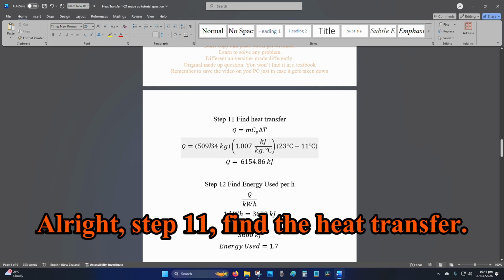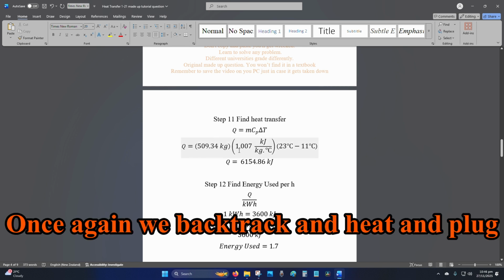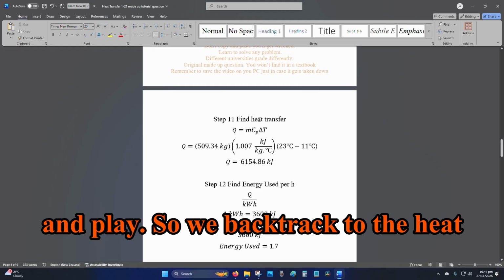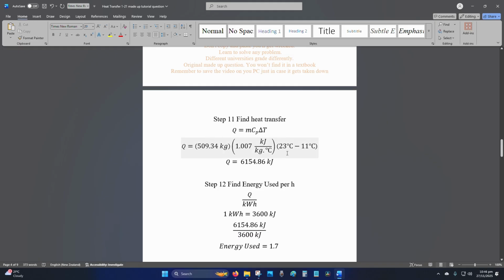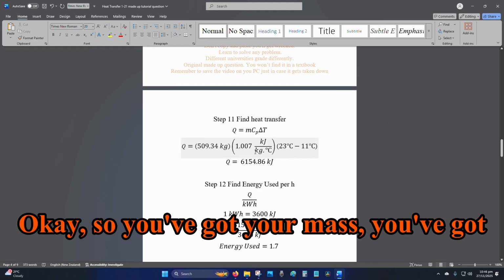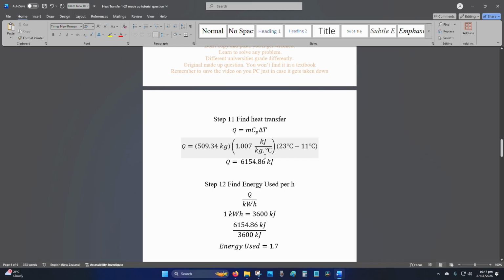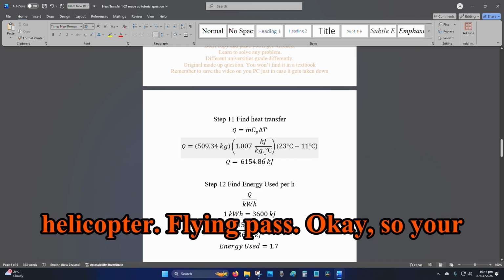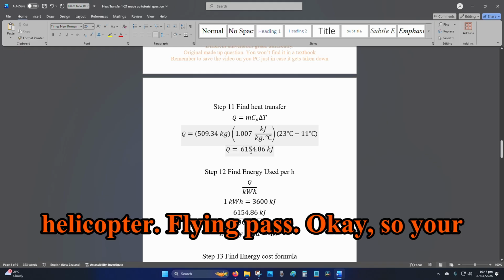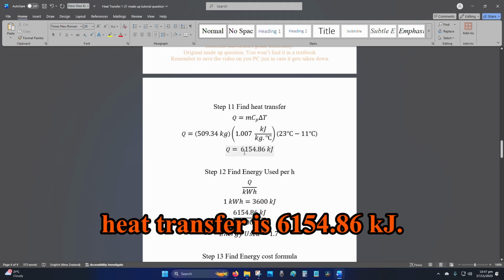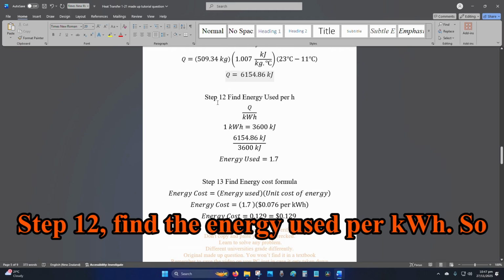Step 11, find the heat transfer. Once again, we backtrack to the heat transfer, then plug and play. So you've got your mass, you've got your Cp, and you've got your change in temperature. So your heat transfer is 6,154.86 kilojoules. Step 12, find the energy used per kilowatt hour.